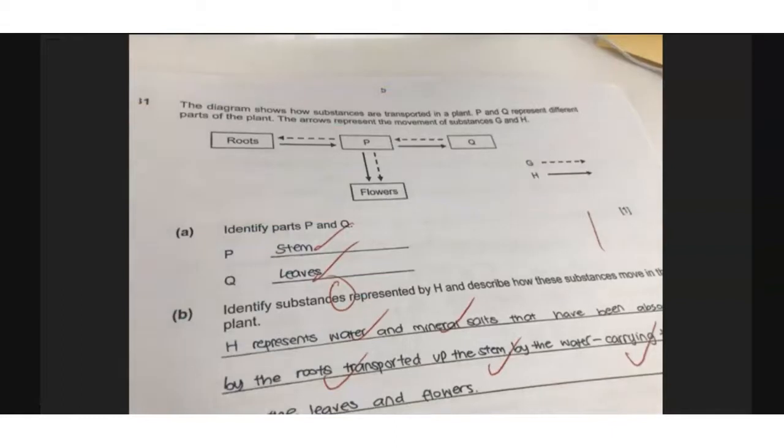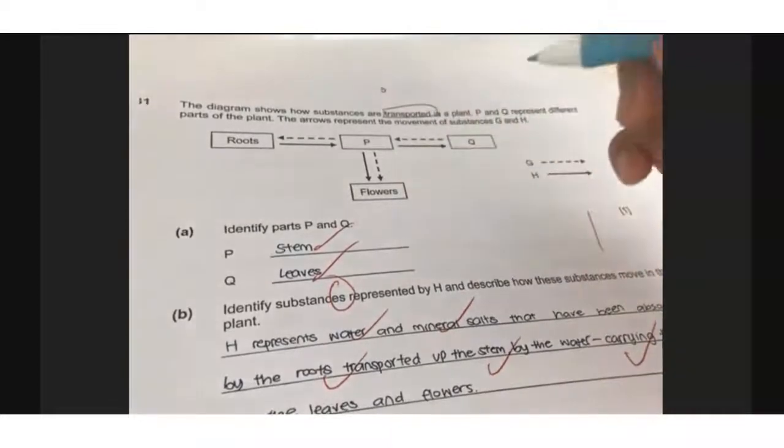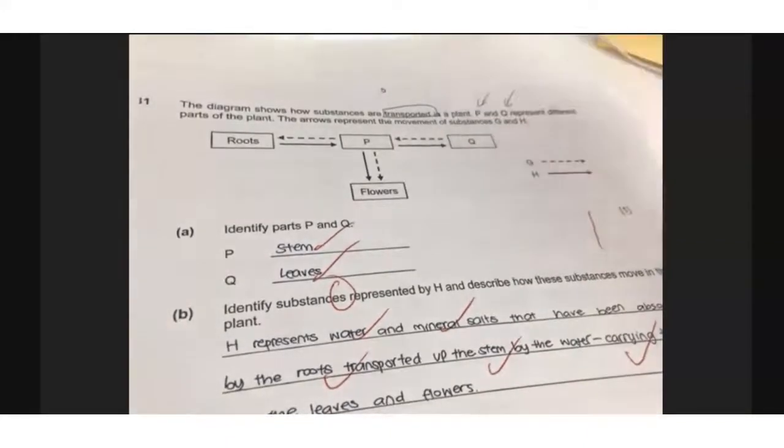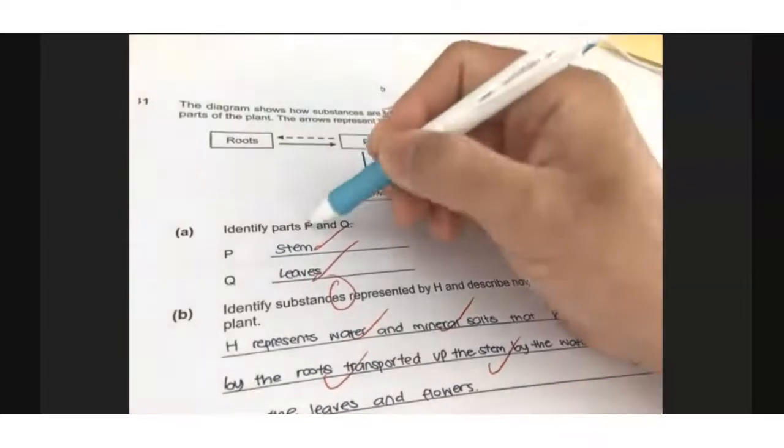Now we look at question 31. The diagram shows how substances are transported. It's a big clue to tell you this is your transport system or your plant transport system. So they can be water carrying tubes, food carrying tubes, and all that. Now P and Q represent different parts of the plant. Now the arrows represent the movement of substances G and H. Now identify P and Q.